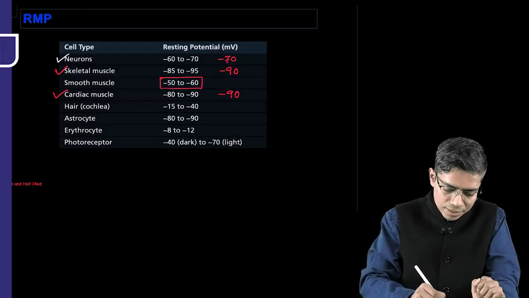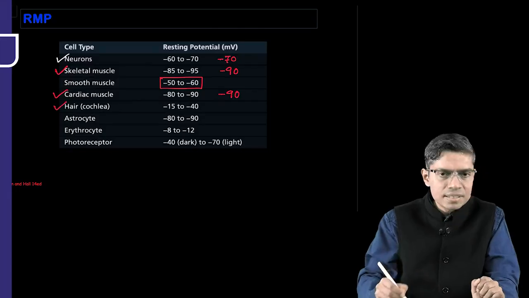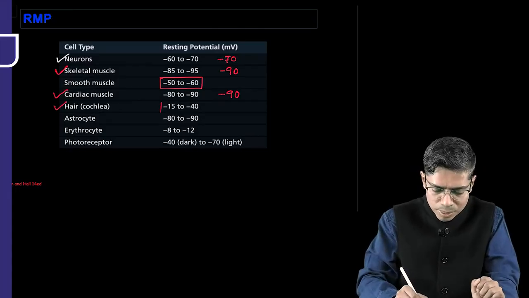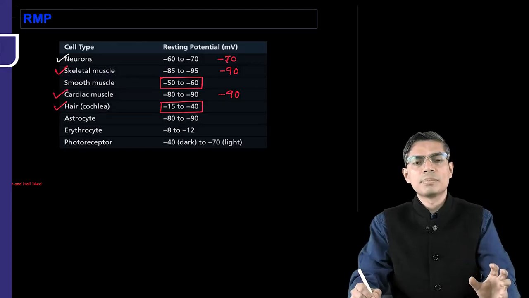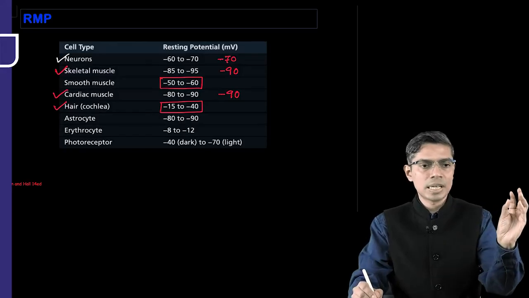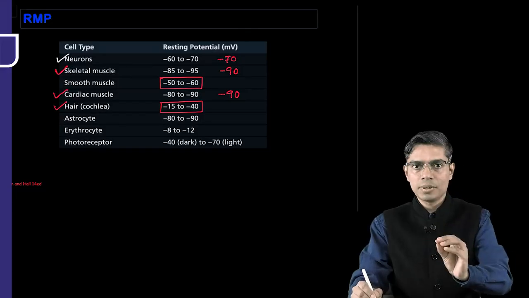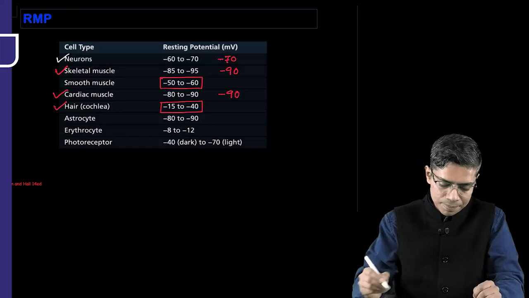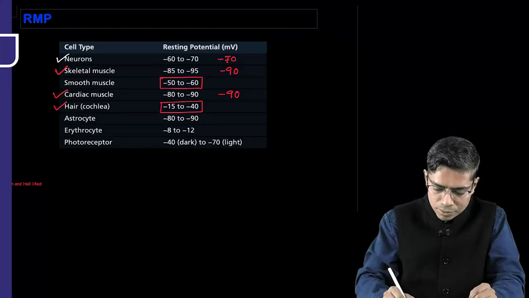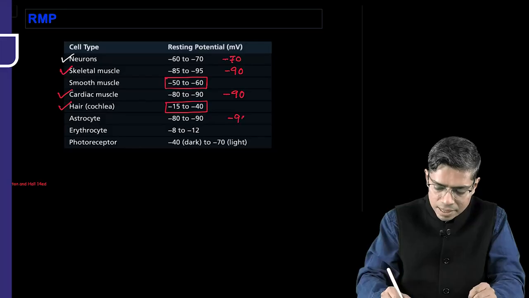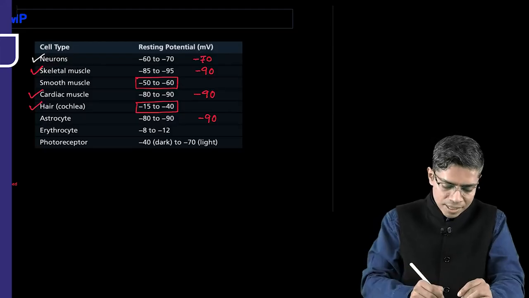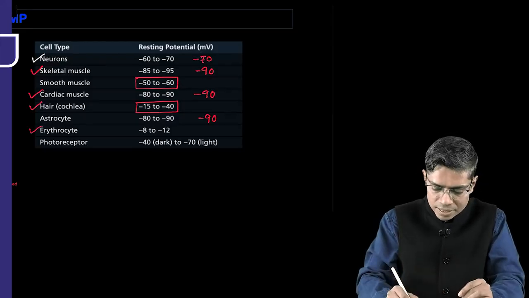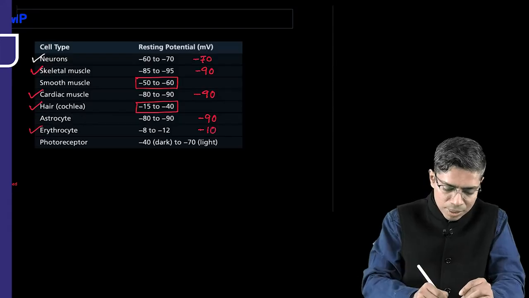Hair cells, there is a difference in hair cell RMP. Normally you remember minus 15 to minus 40 millivolt. But later on I will tell you that hair cell RMP can be different if you measure with respect to endolymph or perilymph. That will be discussed in the special sense chapter. Then astrocyte, just now we were discussing glial cells, has an RMP of minus 90 millivolt because that is the equilibrium potential of potassium ion. Then erythrocyte on average has an RMP of minus 10 millivolt.